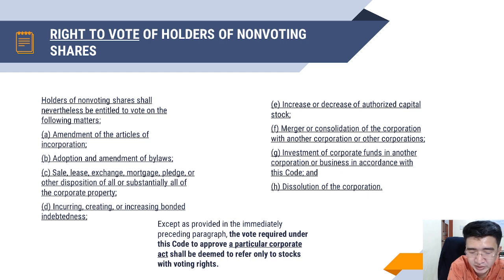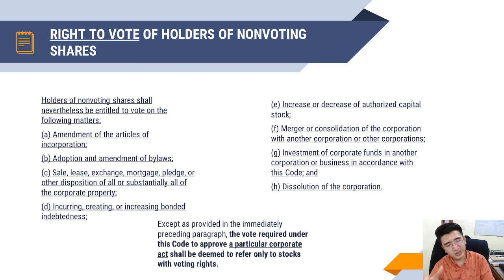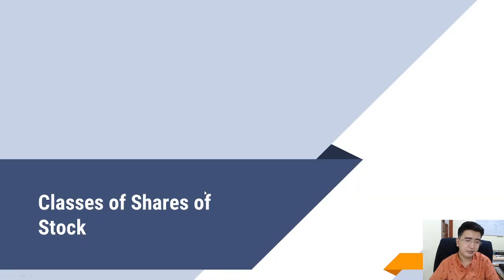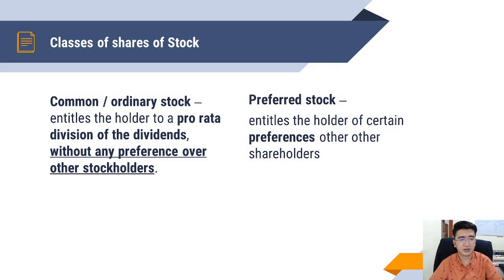You take note of this kasi importante yan. Except as provided in the immediately preceding paragraph, the vote required under this code to approve a particular corporate act shall be deemed to refer only to stocks with voting rights. Meaning, okay, when it is with regards to a corporate act, ang mag-vote lang dyan is those holders of voting shares. Yung mga common stock, ordinary stock na doon. Pero kapag itong mga to, A to H, mag-vote dyan ang non-voting rights. Okay, involved sila dyan. Classes of shares of stocks. Okay?